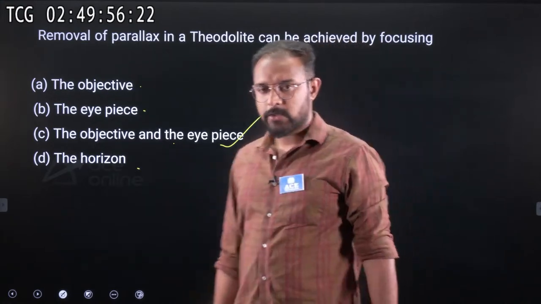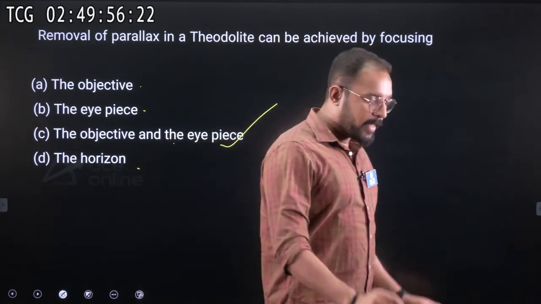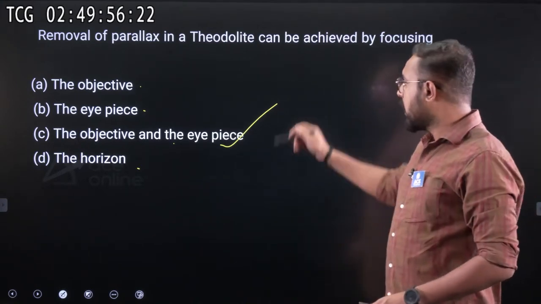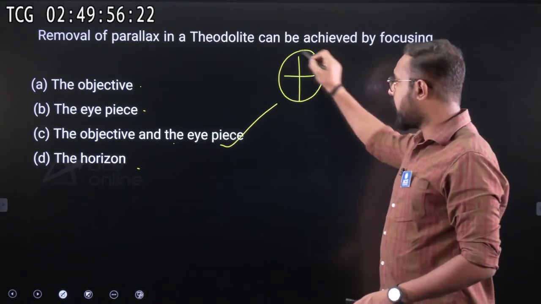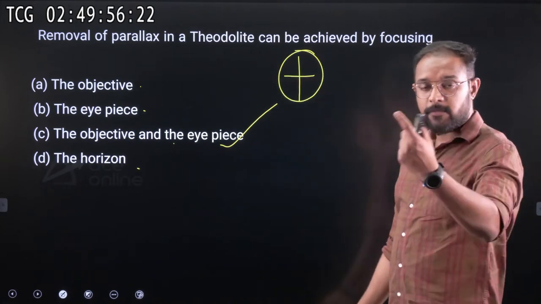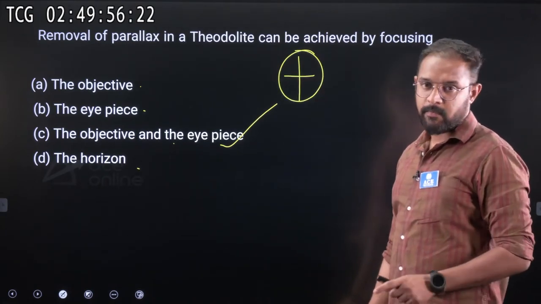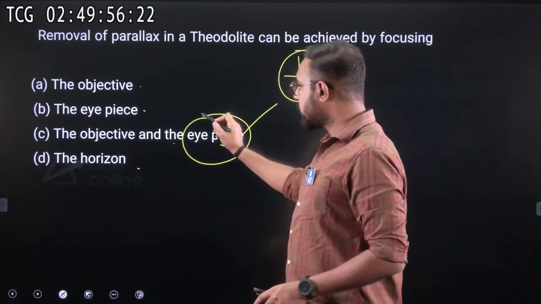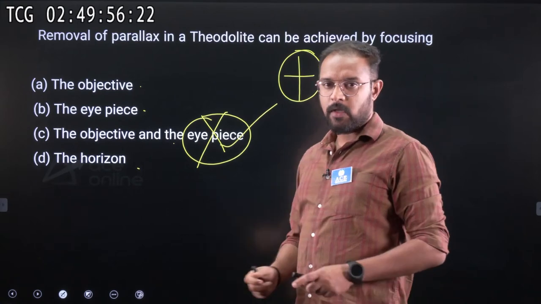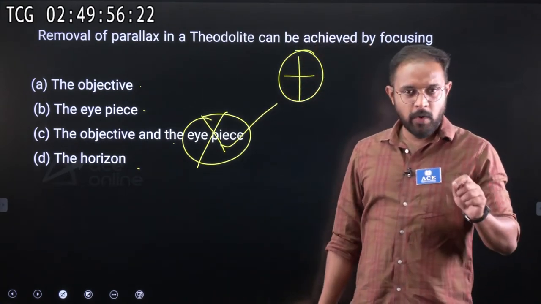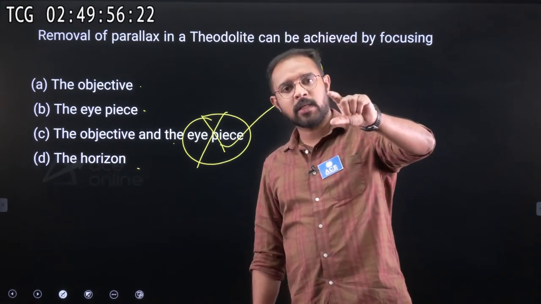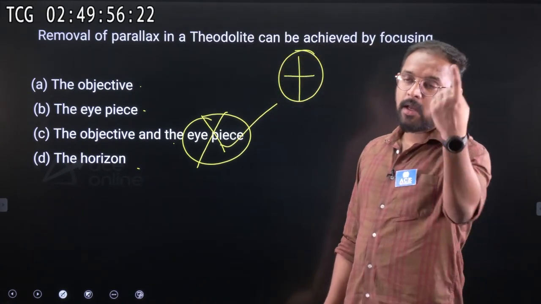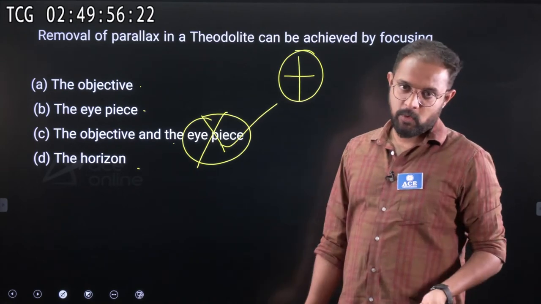Objective and eyepiece. So there are two steps involved in the elimination of parallax. Number one, focusing the eyepiece for distinct vision of the crosshairs. And next, focusing of the objective for taking staff reading. So we need to do both. But for a single observer, step one need not be repeated. For the entire operation, if you are using only a single observer, step one need not be repeated. But the second step has to be repeated because the leveling staffs will be at different locations.